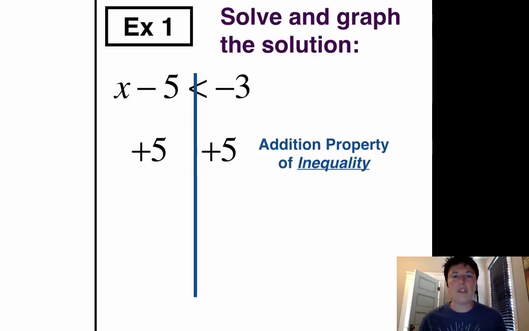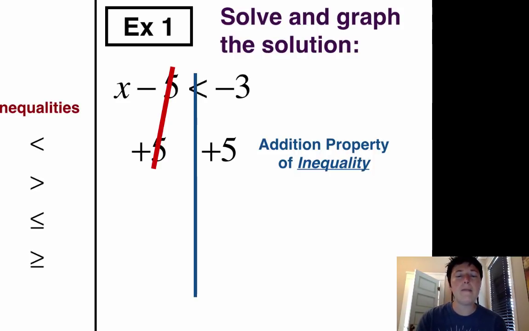And it's just a rule that you can add to both sides. Property in math means it's a rule. So here's our rule. We can add to both sides. So anyways, it's our addition property of inequality. We have added 5 to both sides. What happens is the minus 5 and the plus 5 cancel out. They're gone. X is now isolated all by itself.